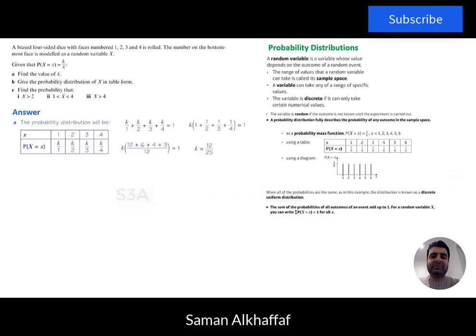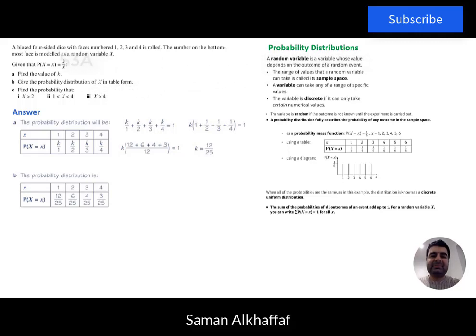Now for part B, given the probability distribution of X in table form, to create a table we start by looking at the possibilities in terms of the faces, which are 1, 2, 3, and 4. We know the value of k is 12 over 25, so k over 2 gives us 6 over 25, k over 3 gives us 4 over 25, and k over 4 gives us 3 over 25.